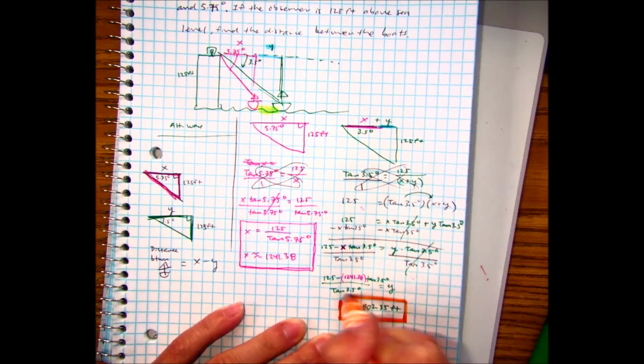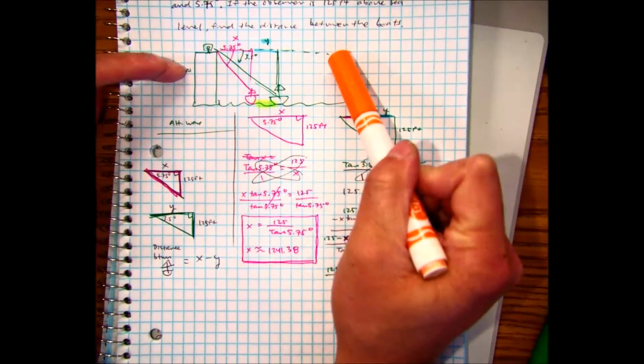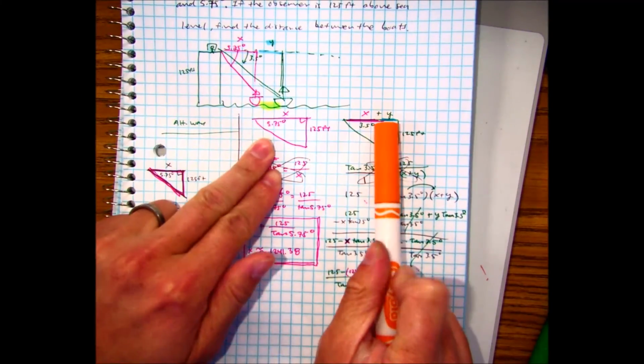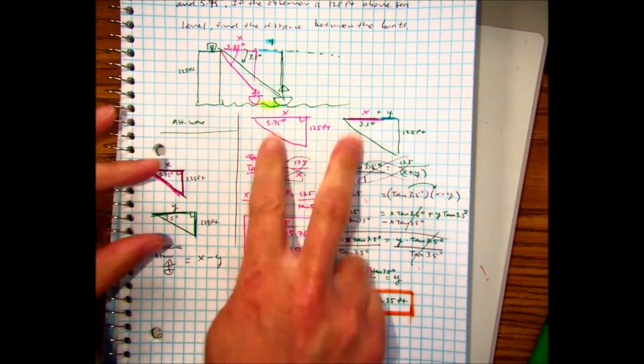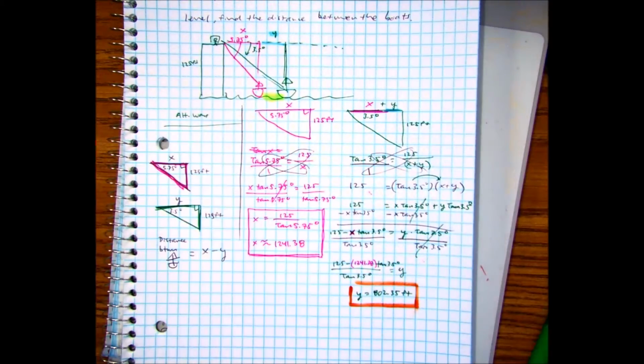So recommendations: draw a picture, an accurate picture. I recommend separating your 2 triangles. You're going to talk to your partner about which method made more sense to you. Talk to your partner, ready, set, go.